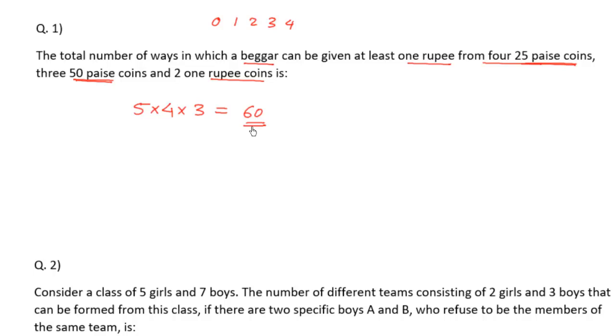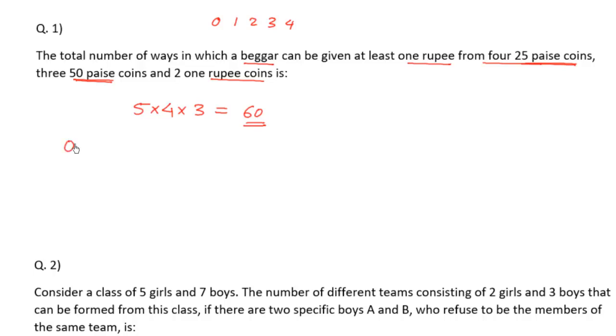This is a case wherein a beggar may be getting 0 rupees or may be getting all the coins, right? All the 4 25 paise coins plus 3 50 paise coins and 2 1 rupee coins. In this scenario, we have to just deduct those cases wherein he is not getting a 1 rupee coin, right? Or he is getting less than 1 rupee.